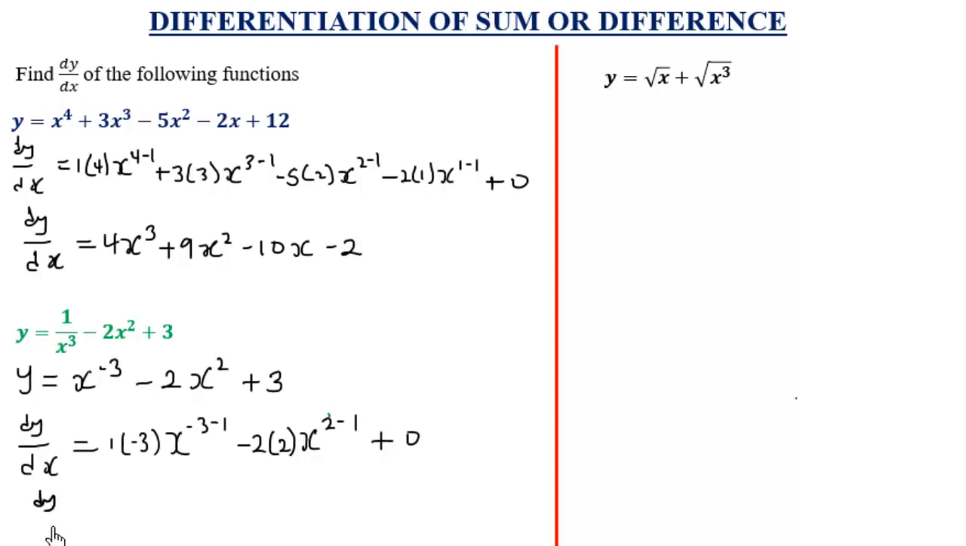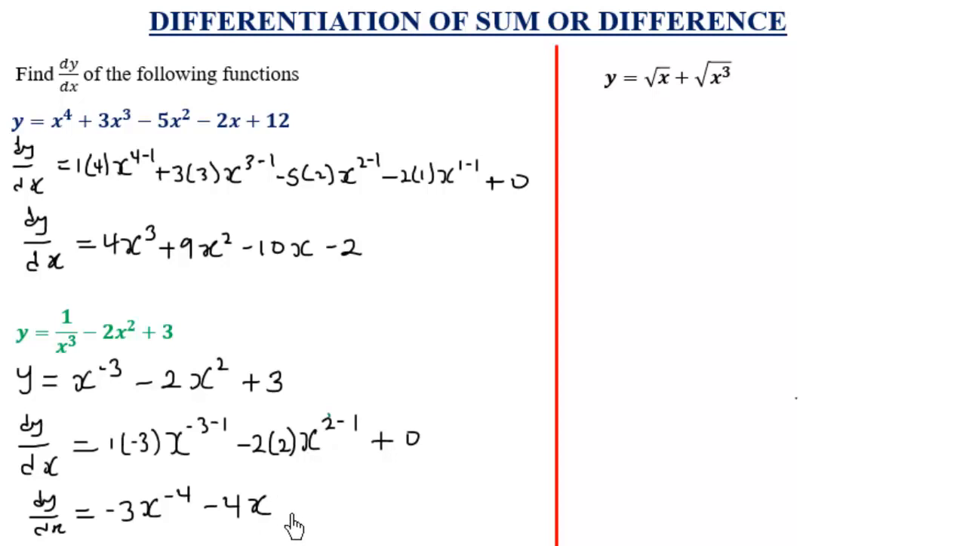So dy dx. Now 1 times negative 3, that's negative 3. Your x is here. Now negative 3 minus 1 gives us negative 4. Negative 2 times 2 gives us negative 4. x. 2 minus 1 is supposed to be 1. When it is 1, we don't write it. So everybody will know that there was 1 here.